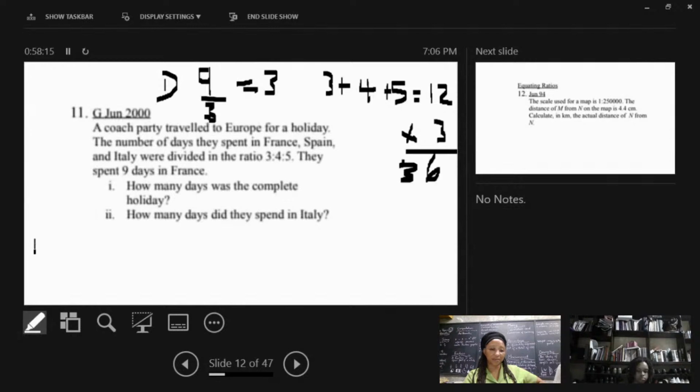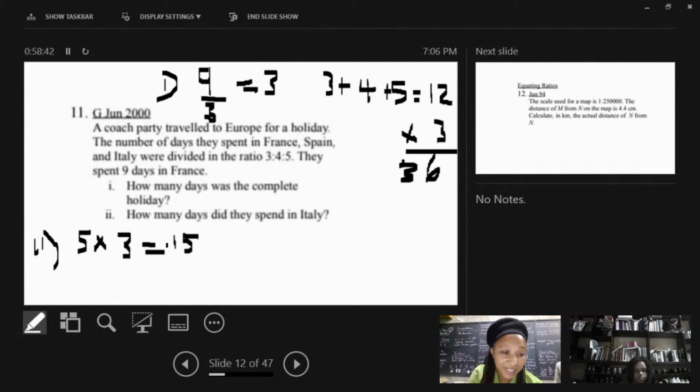And how many days did they spend in Italy? So that's just Italy multiplied by 3. So 5 times 3, so 15 days in Italy. All right. And if we wanted to do it the long way, we could put the 5 over 12 times 36. But this is the shortest, easiest, simplest way to do it.